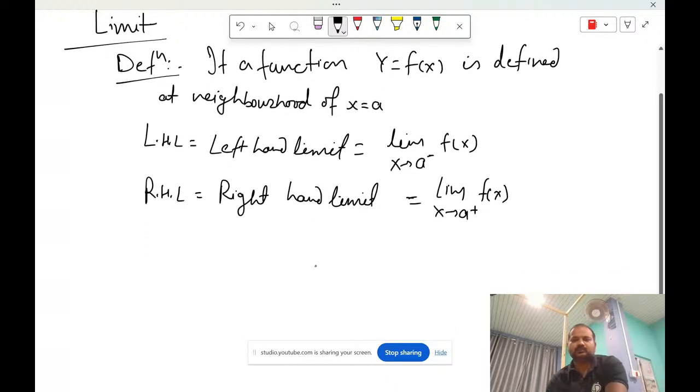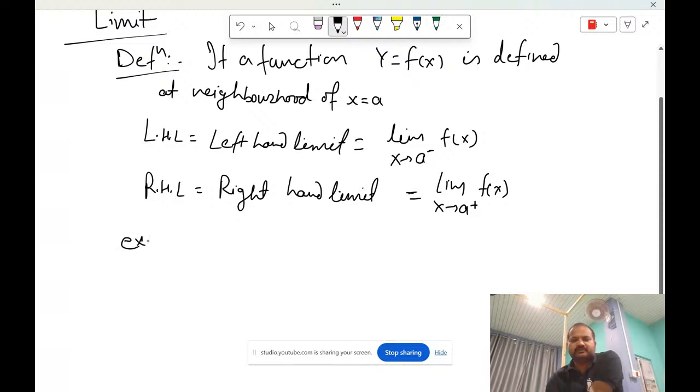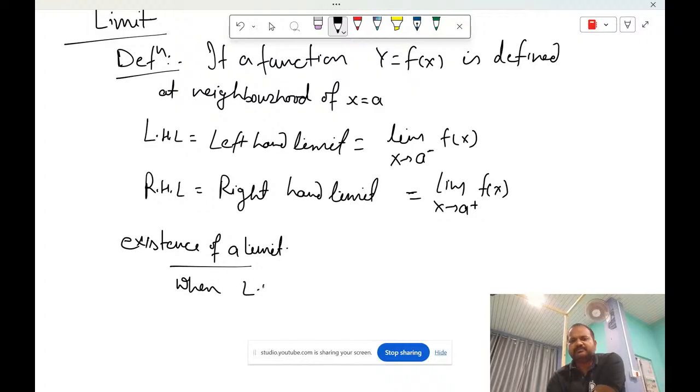Okay. So the existence of a limit: a limit exists when the LHL is equal to the RHL, and the RHL is equal to limit x tends to a of f of x.